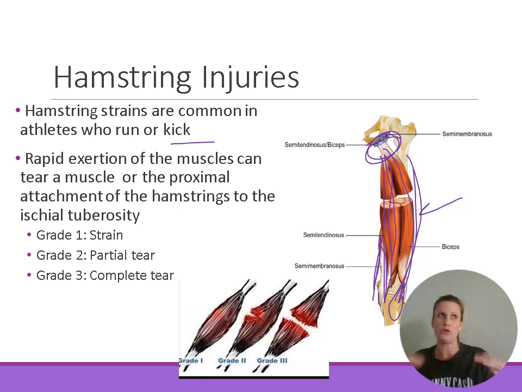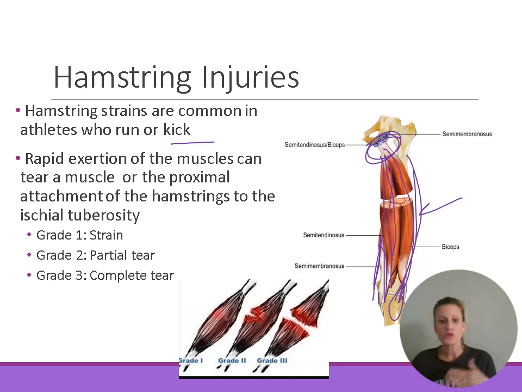Kicking, when somebody goes from just standing to all of a sudden snapping their leg out very hard and fast, can injure the hamstrings. The rapid exertion of the muscles causes a tear either through the muscle itself or at the proximal attachment to the ischial tuberosity. We grade these hamstring injuries grade 1, 2, or 3. Grade 1 is the least severe, grade 3 is the worst. Grade 1 is a strain, so there's not any actual tearing through the muscles themselves, but you've caused irritation and inflammation in the muscles.